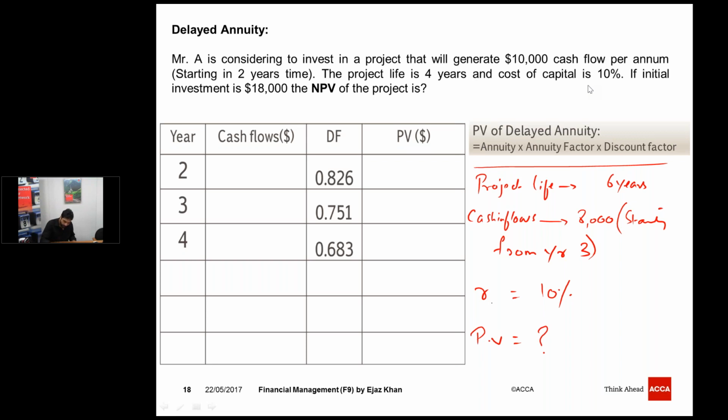So multiply it with 0.826. What's the answer? 8,000 into 3.17 multiplied by 0.826. So it's 20,947. So this is the present value, this is the right answer.